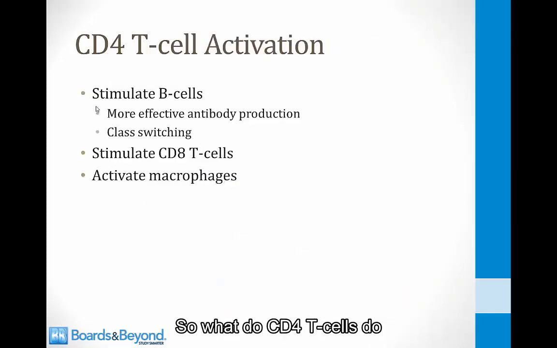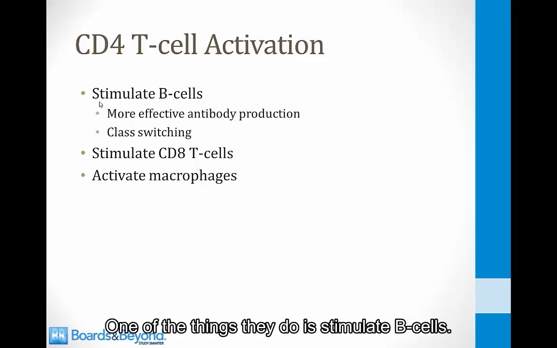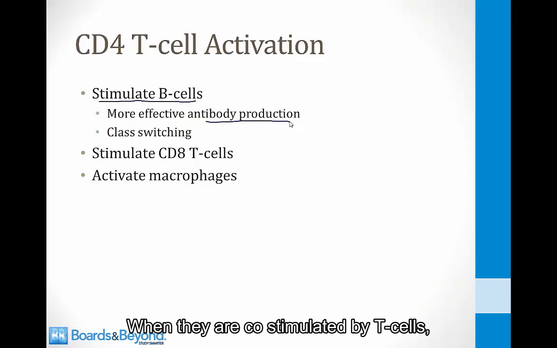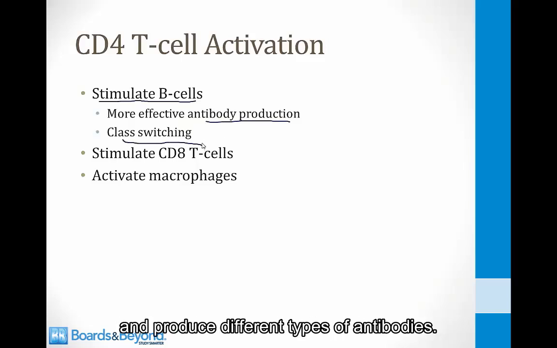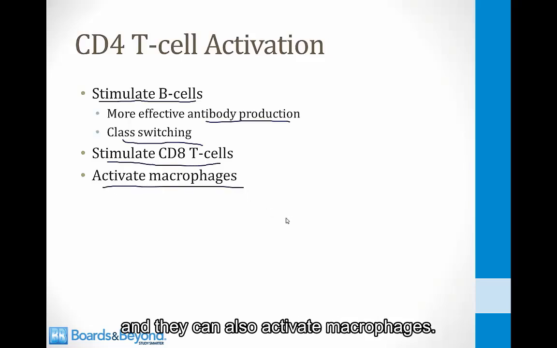So what do CD4 T cells do once they're appropriately activated by their unique antigen and co-stimulation? Well, one of the things they do is stimulate B cells. B cells are much more effective antibody producers when they are co-stimulated by T cells. They can also trigger B cells to class switch and produce different types of antibodies. CD4 T cells can stimulate CD8 T cells, and they can also activate macrophages.